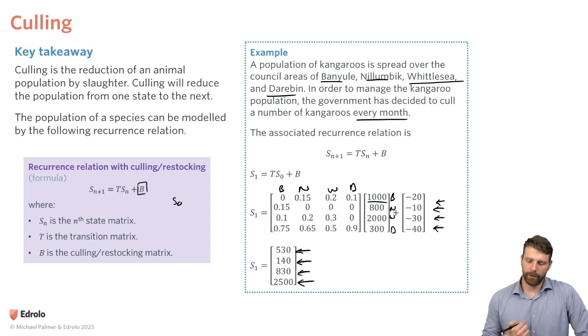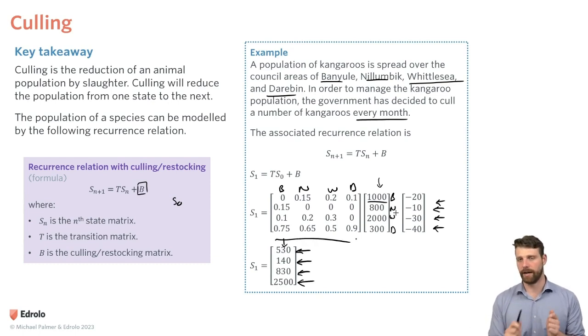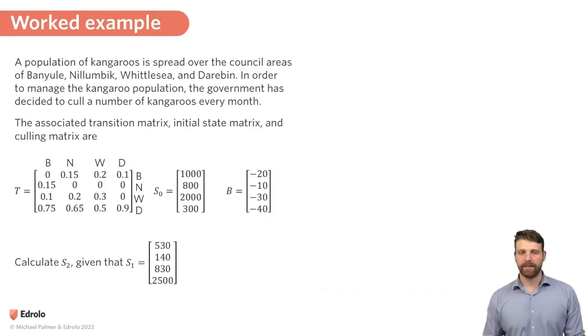Okay, if you kept doing this, or if you added those numbers up, you notice we have fewer kangaroos in this column than we do in this one, and that's because we're removing some of them, but we're not increasing any from the transition. So the transition just serves to shuffle them around, and the culling removes them from that whole population. Okay, so here's a worked example.